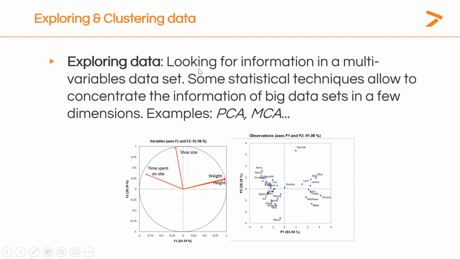So exploring data means simply looking for information in multiple variable data sets. Imagine you have a data set with 10 columns. I want to explore this data set without having to draw hundreds of charts. So there are some statistical techniques which allow you to do this. And among these statistical techniques, you will find methods which concentrate the information of big data sets in a few dimensions or in a few columns. So for instance, PCA and MCA and correspondence analysis do so. This is the output of a PCA I will be commenting later on.